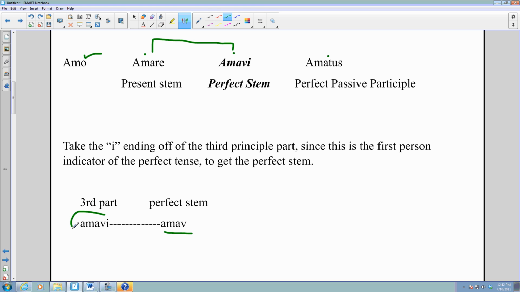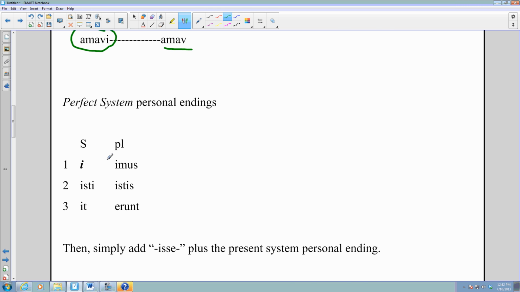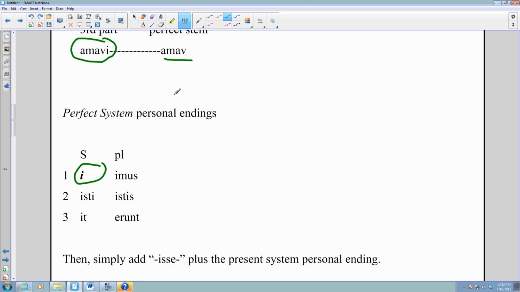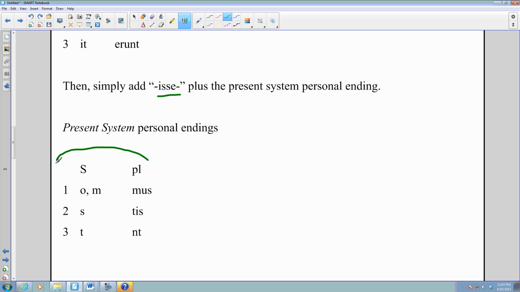So if I take the I off of amavi, which is right here, that third principal part, that leaves me with amav, which is our perfect stem. Remember that I is that first person singular indicator. That's why I'm taking that I off there. Now, in order to create the pluperfect subjunctive, I'm just going to add -isse plus one of our present system personal endings.